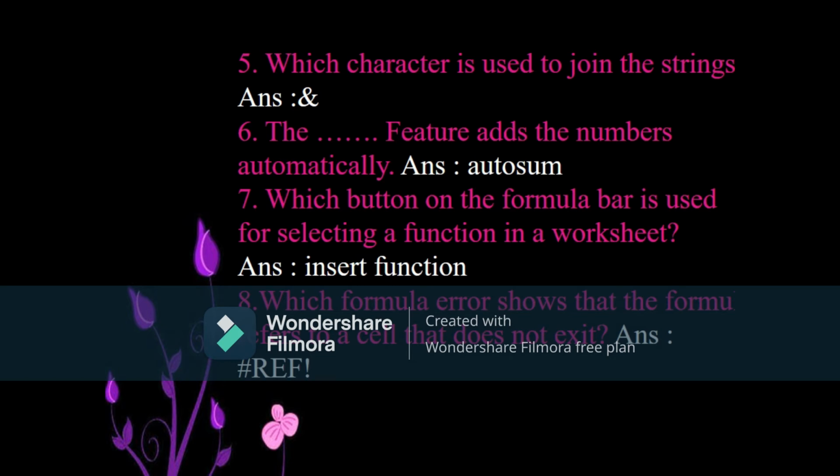The dash feature adds the numbers automatically. Actually that is auto sum. The auto sum symbol adds the values automatically. Which button on the formula bar is used for selecting a function in a worksheet? Insert function.